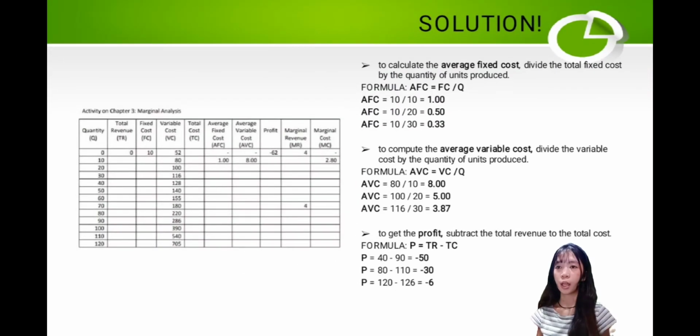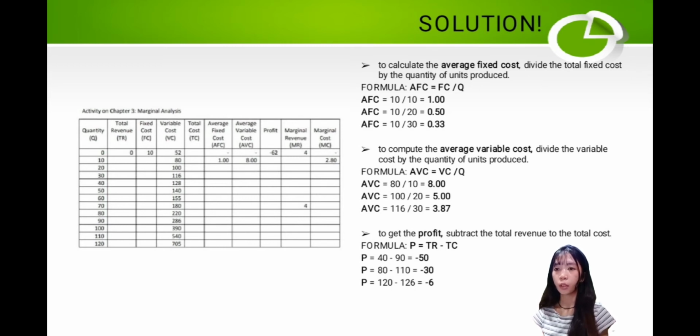To calculate the average fixed cost, divide the total fixed cost by the quantity of units produced. Formula: AFC equals FC divided by Q. AFC equals 10 divided by 10 equals 1. AFC equals 10 divided by 20 equals 0.50. AFC equals 10 divided by 30 equals 0.33.